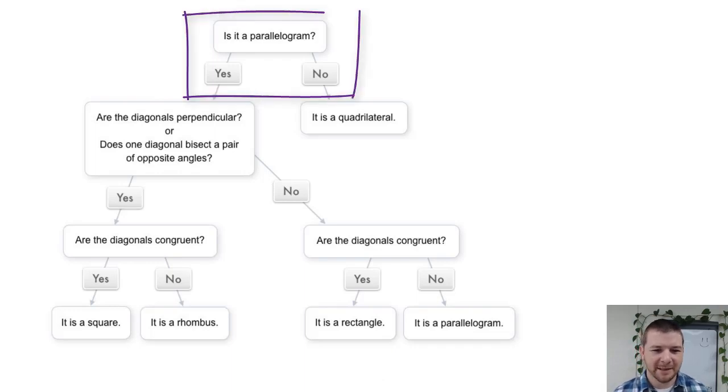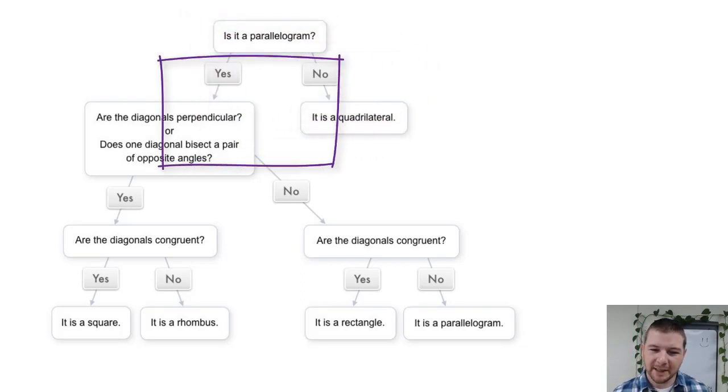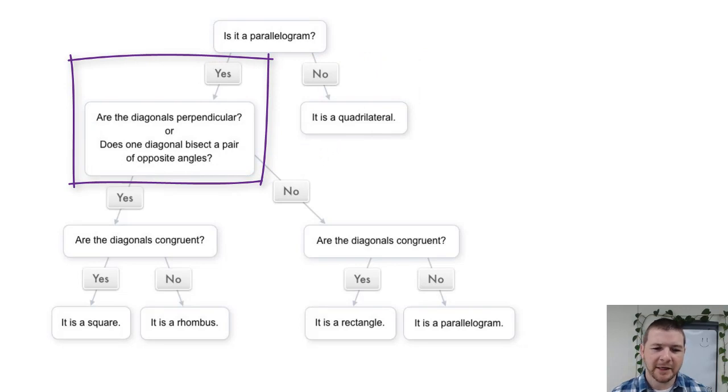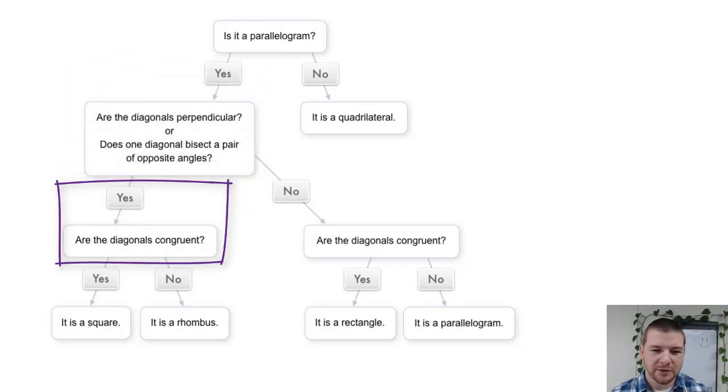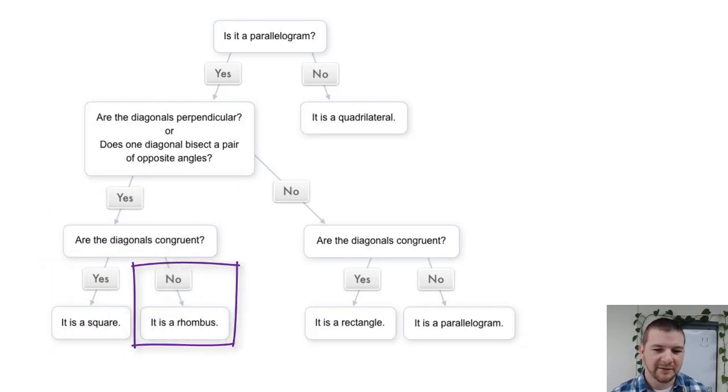First we consider, is it a parallelogram? If not, then it's a quadrilateral. If it is, we need to consider, are the diagonals perpendicular? Or does one diagonal bisect a pair of opposite angles? If either of those two are yes, then we consider, are the diagonals congruent? If so, it's a square. If not, it's a rhombus.